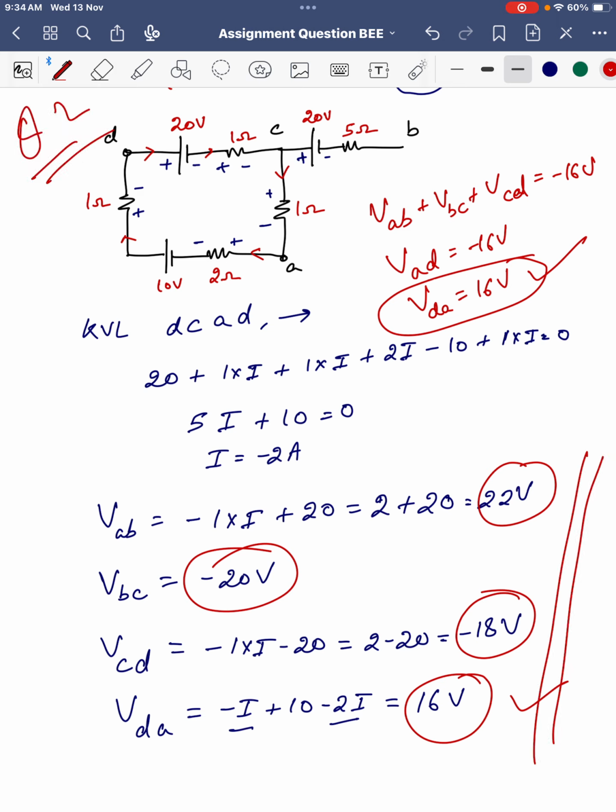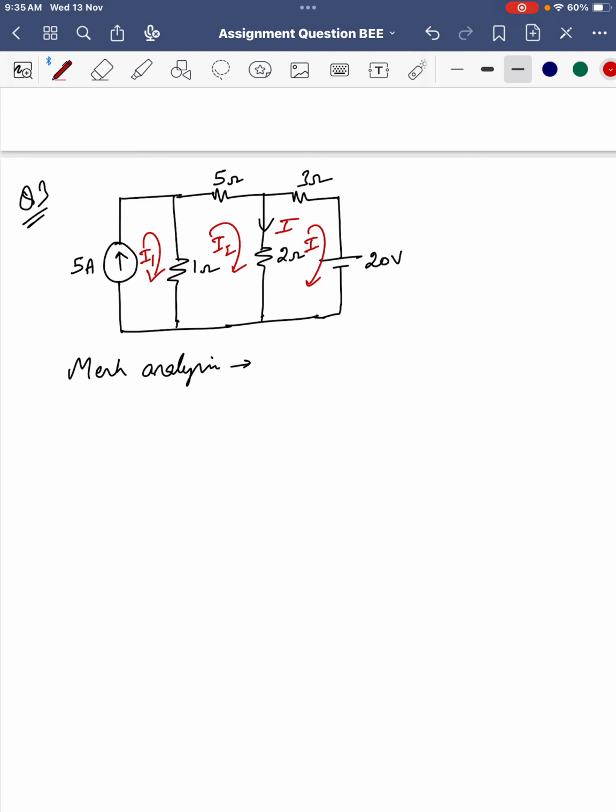Okay. Next, what we have is this question. The question is asked about solve the problem by using mesh analysis. So solving this in mesh analysis, here we have a number of meshes. How many meshes there? 3 meshes there. 1, 2, and 3. So I1, I2, I3. So if we apply the mesh analysis here, obviously I1 is equal to 5 ampere, because in this mesh 1 there is a current source, and obviously the current which is flowing in mesh 1 is 5 ampere.